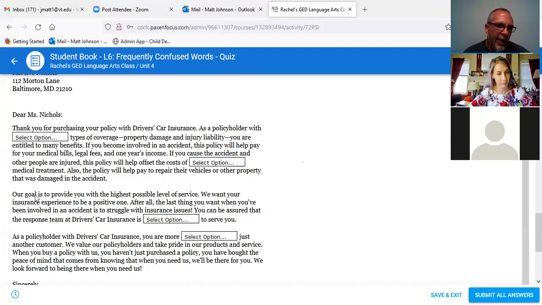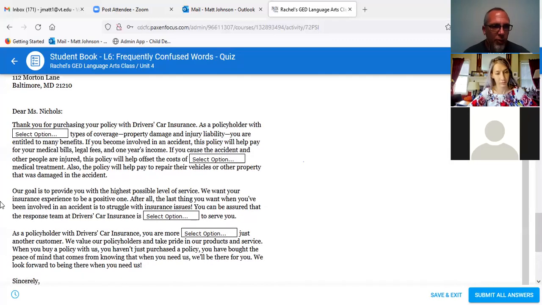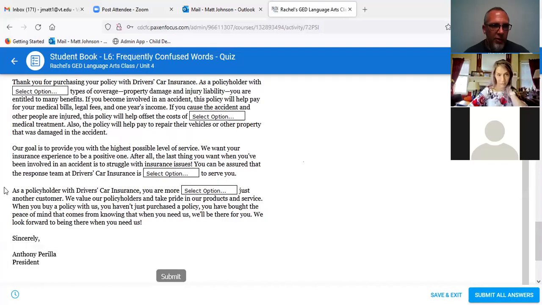the accident. Our goal is to provide you with the highest possible level of service. We want your insurance experience to be a positive one. After all, the last thing you want when you've been involved in an accident is to struggle with insurance issues. You can be assured that the response team at Driver's Car Insurance is blank to serve you.